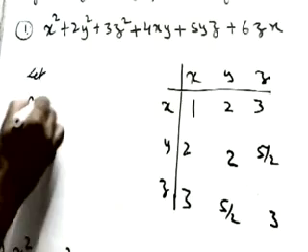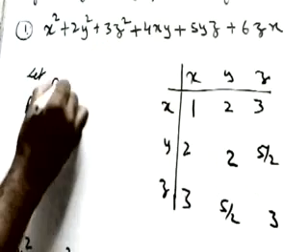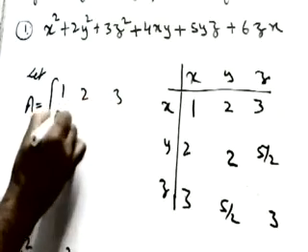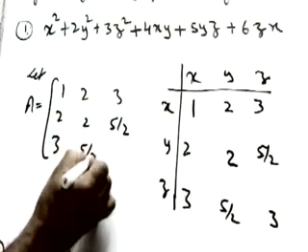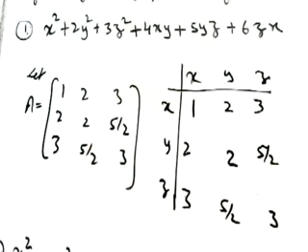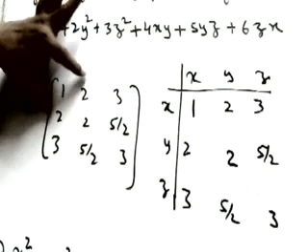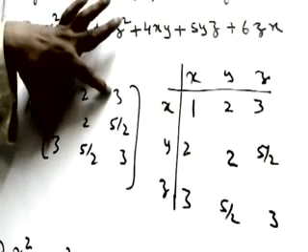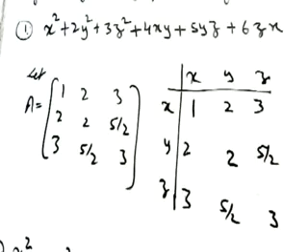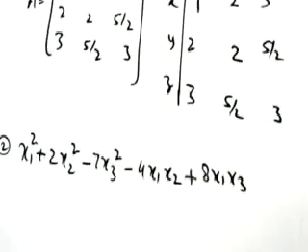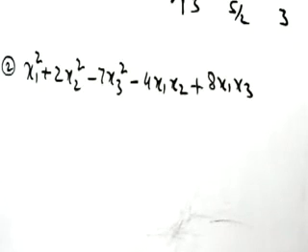So this is the method. Let me denote this as A. Let A equal to, we changed this quadratic form to matrix form: 1, 2, 3; 2, 2, 5 by 2; 3, 5 by 2, 3. Now watch carefully. The matrix always changes into symmetric form. These two numbers will always be equal. That is, it always reduces to a symmetric matrix. Let me see one more example here.